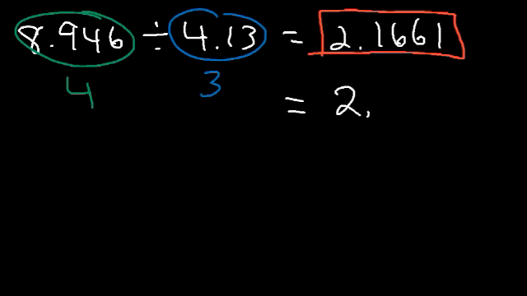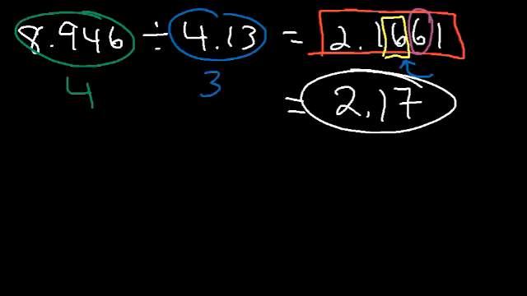So the first 2 numbers are going to remain the same. The last one, the third one, this is what we have to decide. Should we keep it at 6 or should we round it up to 7? To find the answer, look at this number. If it's 5 or more, you need to round up. So the 6 is going to go up to a 7. So we're going to say 2.17.